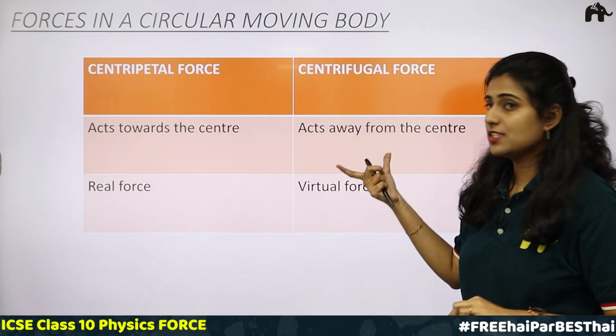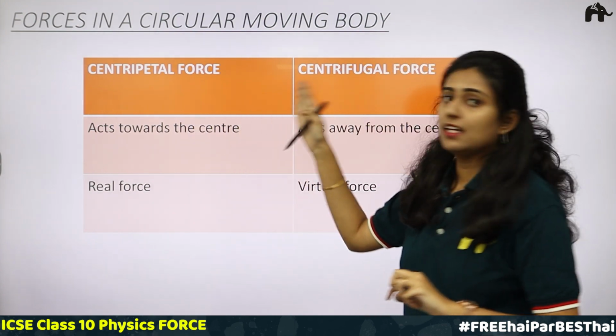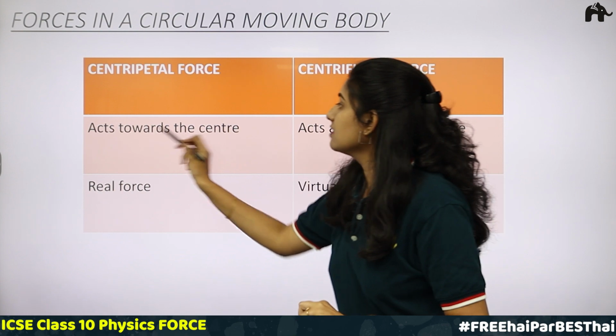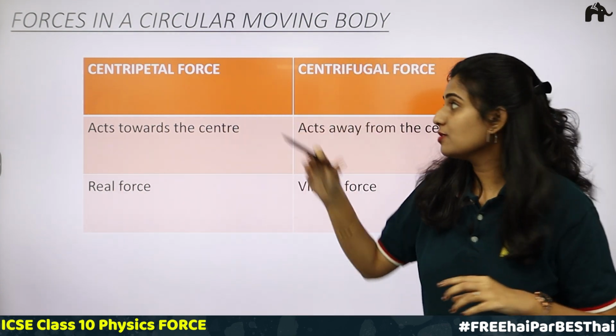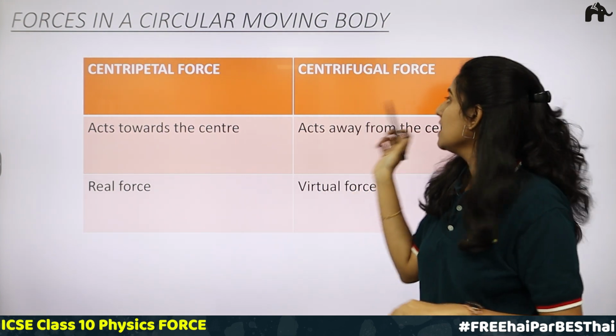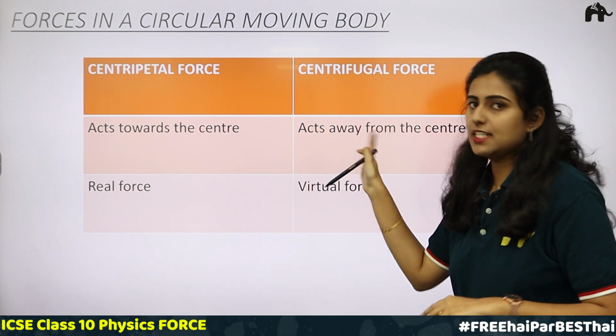We have studied two forces in a circular moving body. What are the two forces? Centripetal force and centrifugal force. The main difference between centripetal force and centrifugal force: the first one acts towards the center. Centripetal force will always act towards the center. What about centrifugal force? Centrifugal force will act away from the center, in the opposite direction.